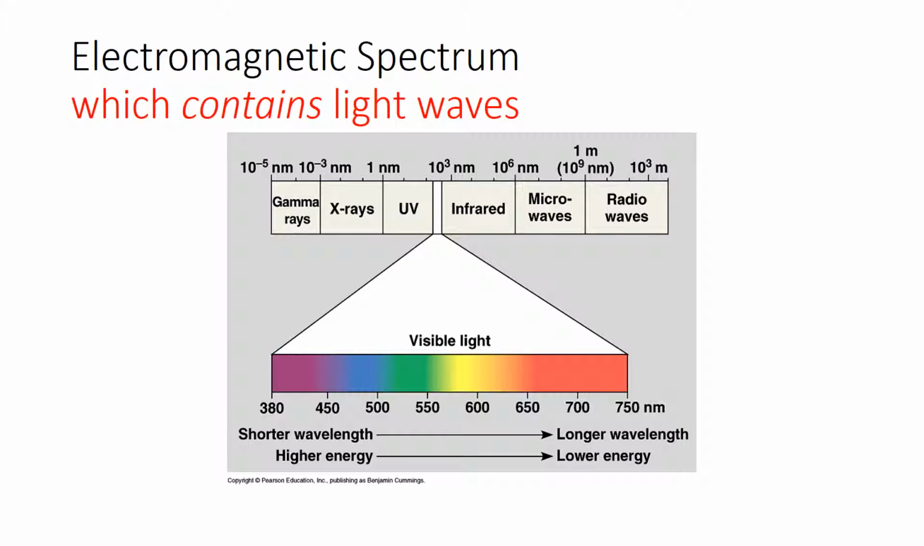And you may be familiar with Roy G. Biv. That stands for red, orange, yellow, green, blue, indigo, violet. Roy G. Biv. That's an easy way to remember how they go. Just remember that the violet is the shortest wavelength with the most energy, and the red is the longest wavelength with the least amount of energy.